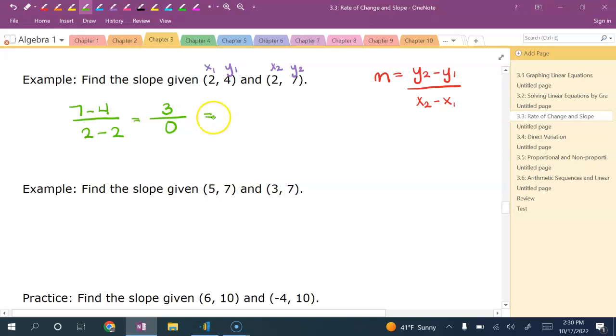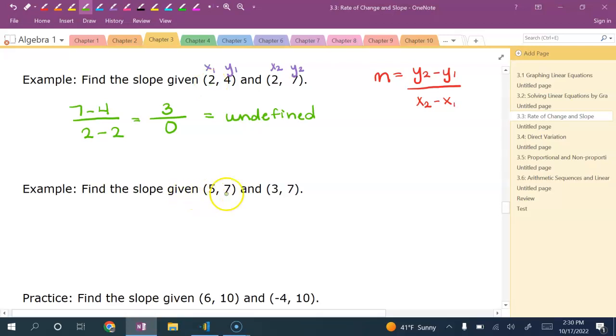What you would have to do is write undefined, because if you look at those coordinates, the x's were the same, so this is a line that goes straight up and down. It's a vertical line through that coordinate of 2, so it would have an undefined slope.